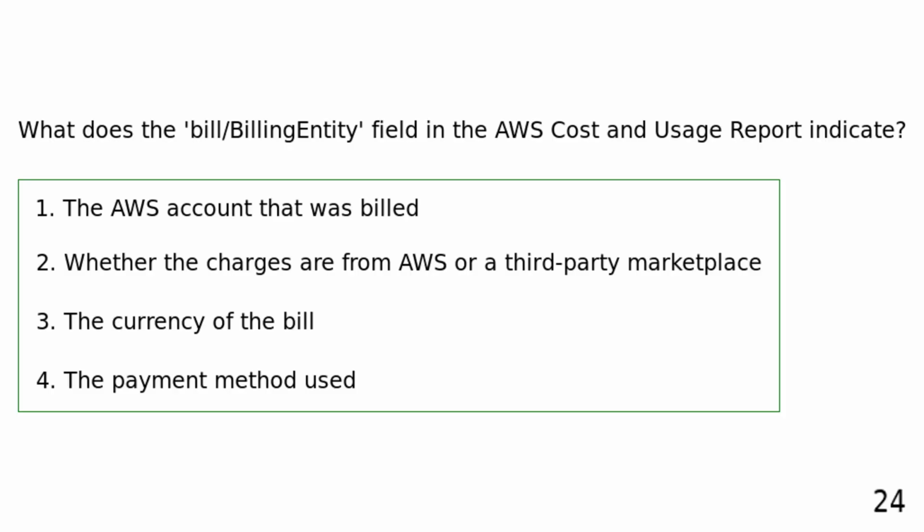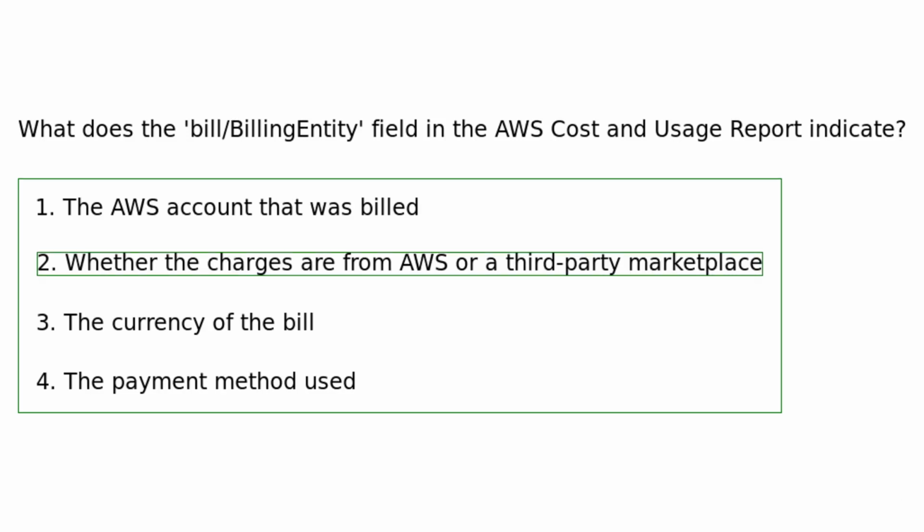What does the bill/billing entity field in the AWS cost and usage report indicate? The AWS account that was billed. Whether the charges are from AWS or a third-party marketplace. The currency of the bill. The payment method used. The bill/billing entity field shows whether charges are from AWS directly or from a third party in AWS marketplace, helping track the source of costs.